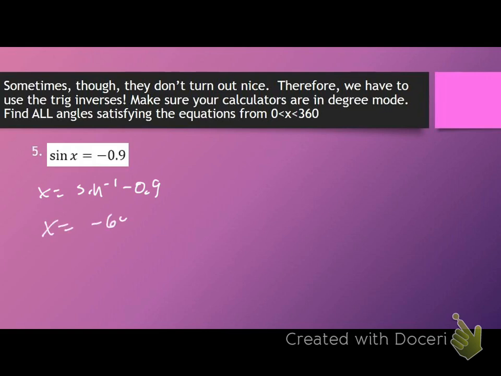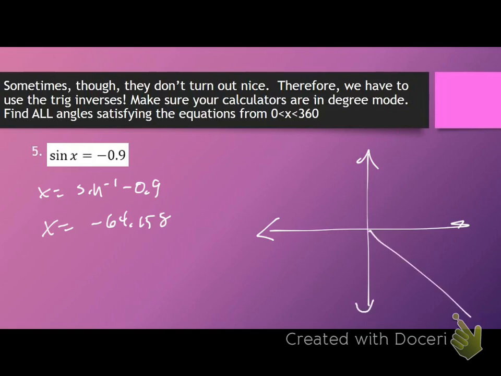And you get negative 64.158. Now, first off, we should have talked about quadrants first. In order for sine to be negative, we've got to be here and here. Okay? Now, the fact that our calculator tells us negative 64.158. Okay? Now, remember some things.